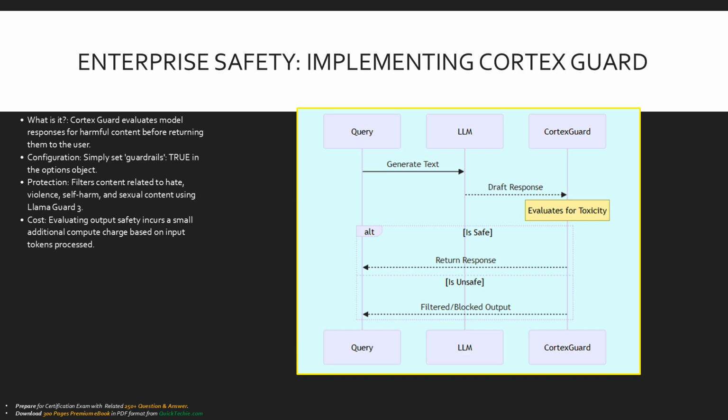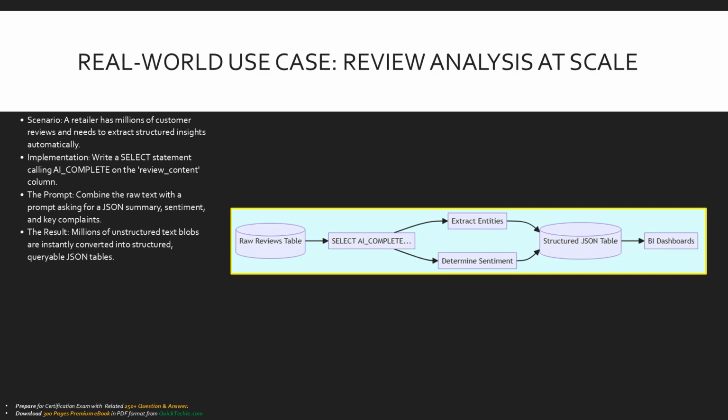This sequence diagram shows the invisible safety net provided by Cortex Guard. The query asks the LLM to generate text. Instead of returning it immediately, the LLM passes the draft response to Cortex Guard. Cortex Guard evaluates the text against safety policies. If the is safe condition is met, the response flows back to the user. If the is unsafe condition is triggered, the toxic payload is dropped and a blocked output message is returned instead. Your application remains secure. Let's apply this to a real-world scenario.